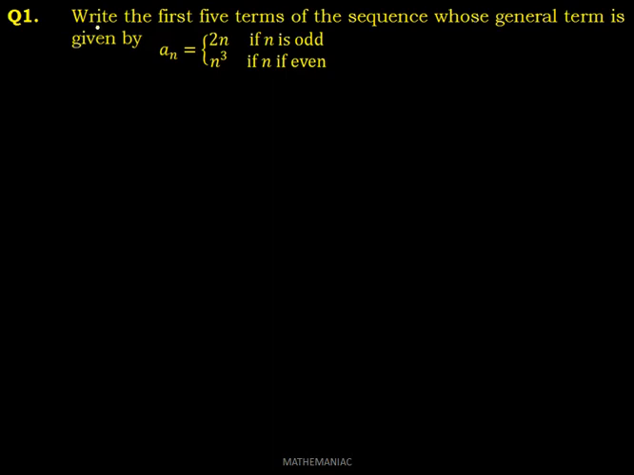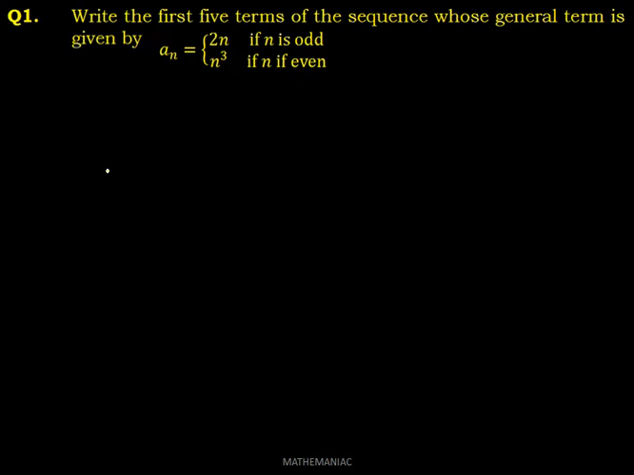It is: write the first 5 terms of the sequence whose general term is given by this. Okay, let me tell you, the question I have taken is not from arithmetic progression. It is a sequence, so you also need to know how to write the terms of a sequence if you know the general term. General term means the term placed in the nth place.